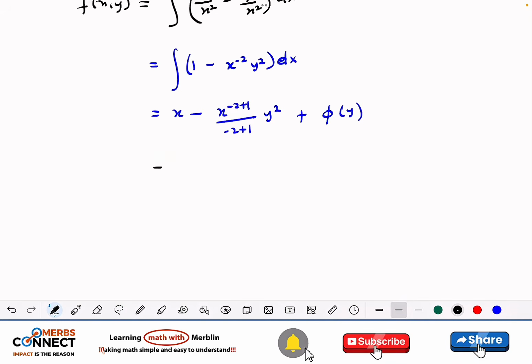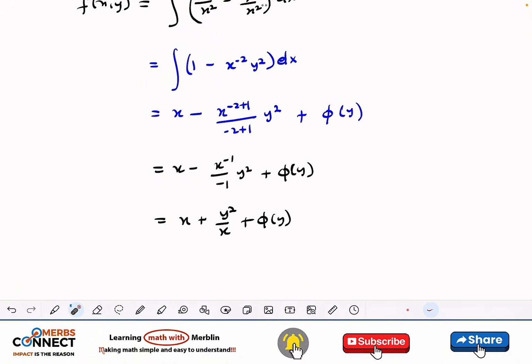Now let's simplify, and we are going to have x minus x to the power minus 1 divided by minus 1 times y squared plus phi of y, and this is going to give us x plus 1 divided by x times y squared plus that. So this minus here becomes positive, and I have y squared divided by x, since this is to the power minus 1, so it becomes division. So now this is f of x y, which we call a special function, because basically this is the general solution. So we just need to go and look for this guy.